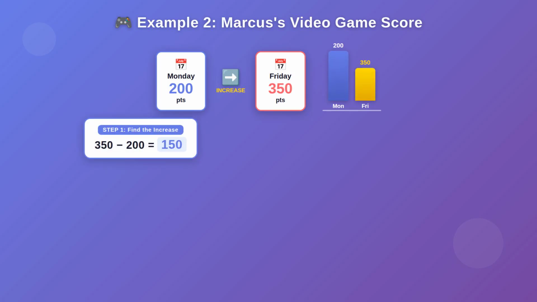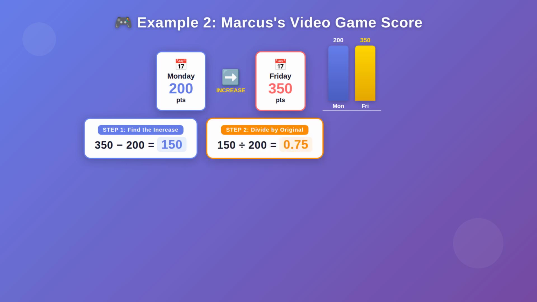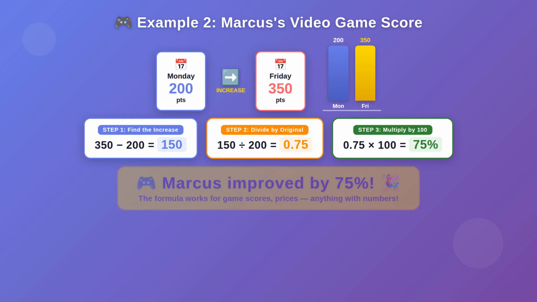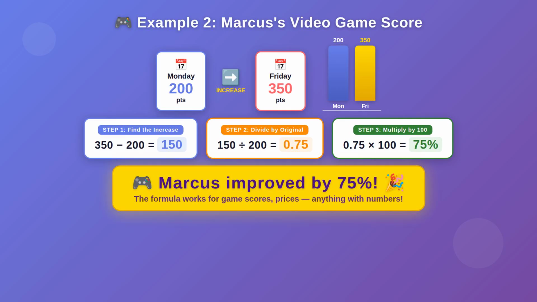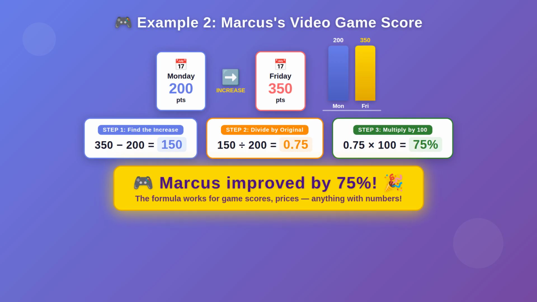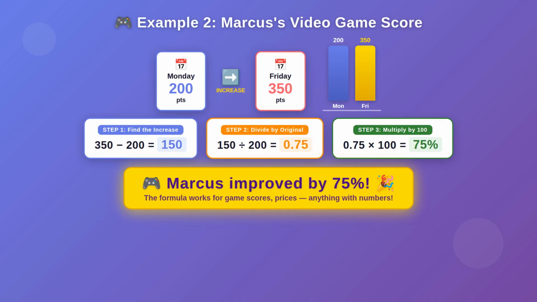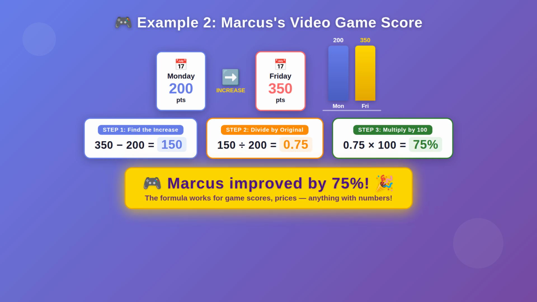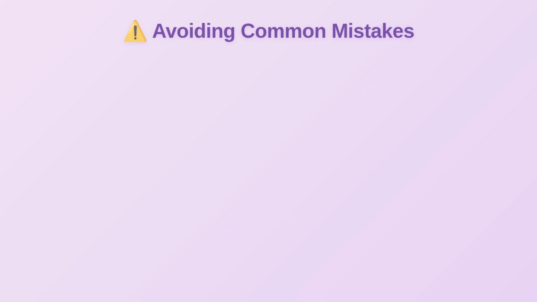Maya's friend Marcus scored 200 points in a video game on Monday. By Friday, he scored 350 points. What's the percent increase in his score? Step 1, find the increase. 350 minus 200 equals 150. Step 2, divide by the original. 150 divided by 200 equals 0.75. Step 3, multiply by 100. 0.75 times 100 equals 75. Marcus improved his score by 75%. That's huge. Maya and Marcus are both amazed. The formula works for game scores, prices, anything with numbers.